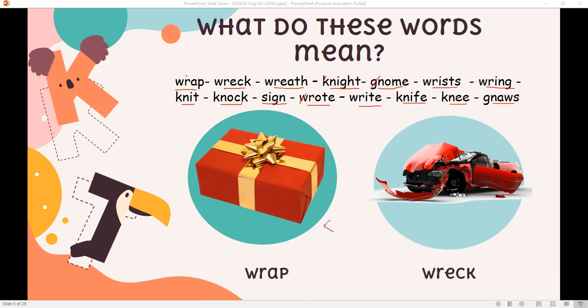For example, wrap. Here, the word wrap, the W is silent, and I say r-ap. Wrap is like when you wrap a gift, okay, with this special paper and ribbon. Wrap, you wrap a gift. Next word, I have the word wreck. W is silent. Wreck. Wreck means ruined, broken, destroyed, just like this car is wrecked.